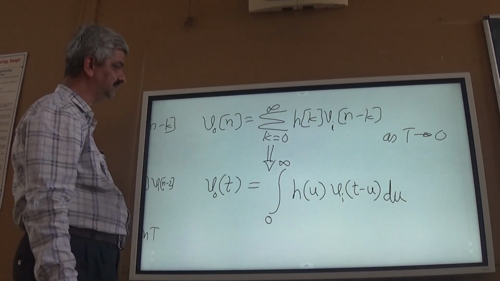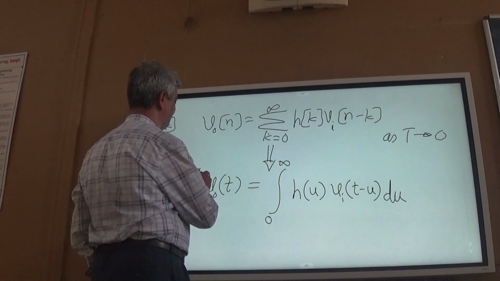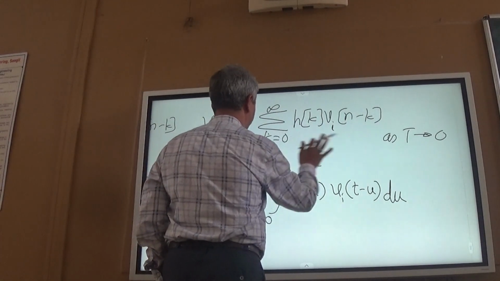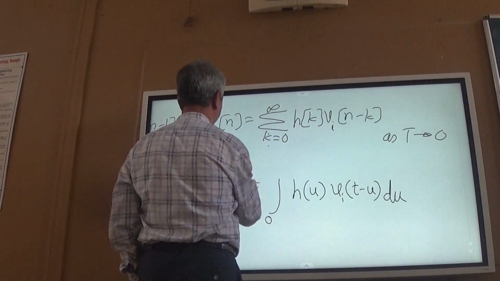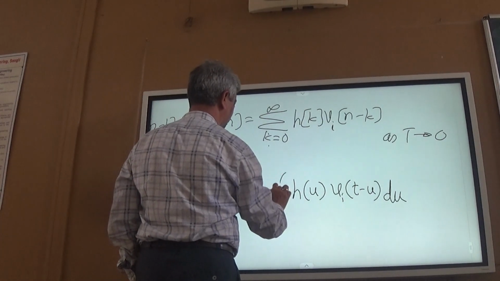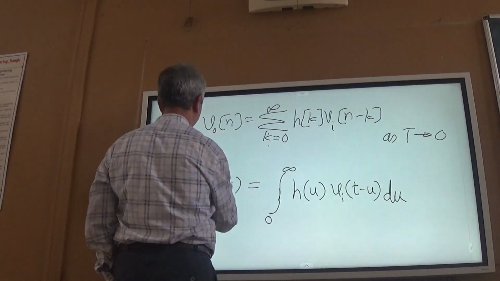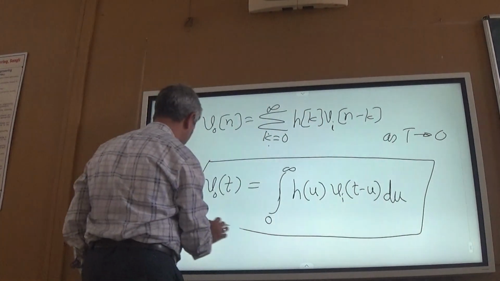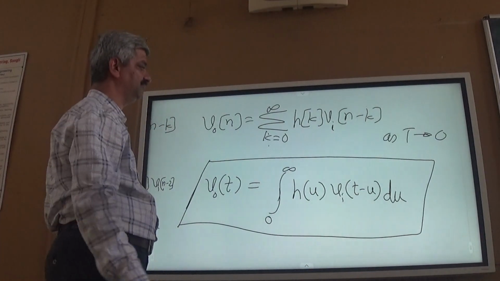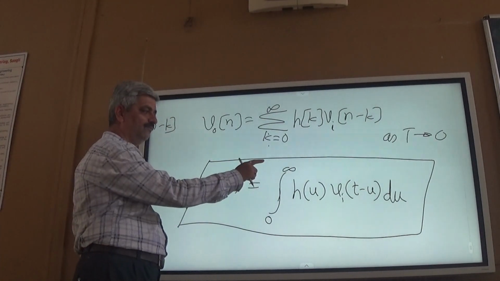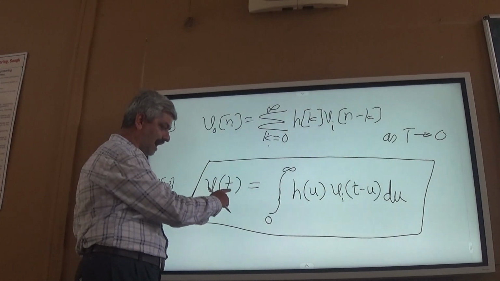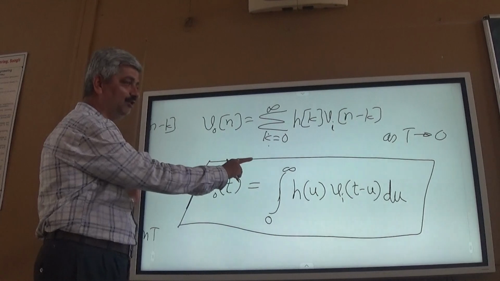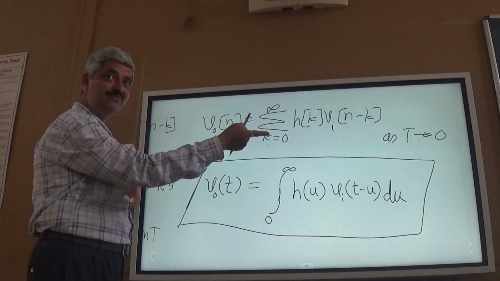Is it right? h(u), for at a given time t, h(u) v of t minus u du.